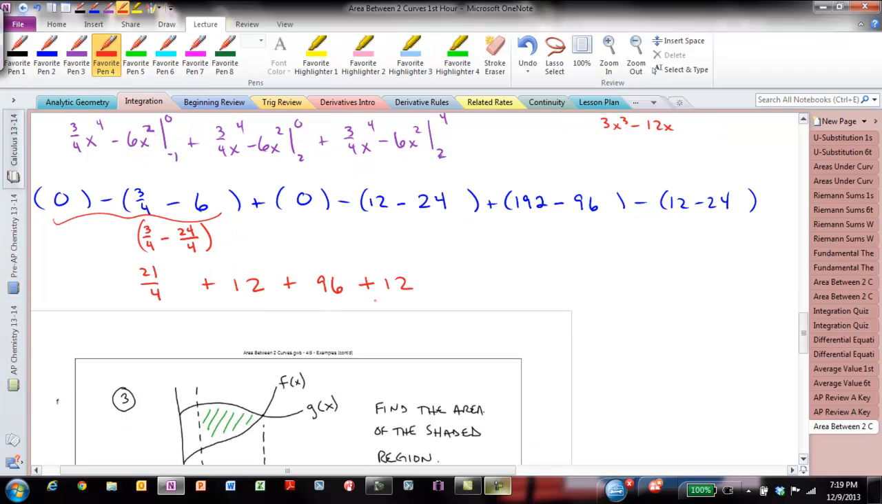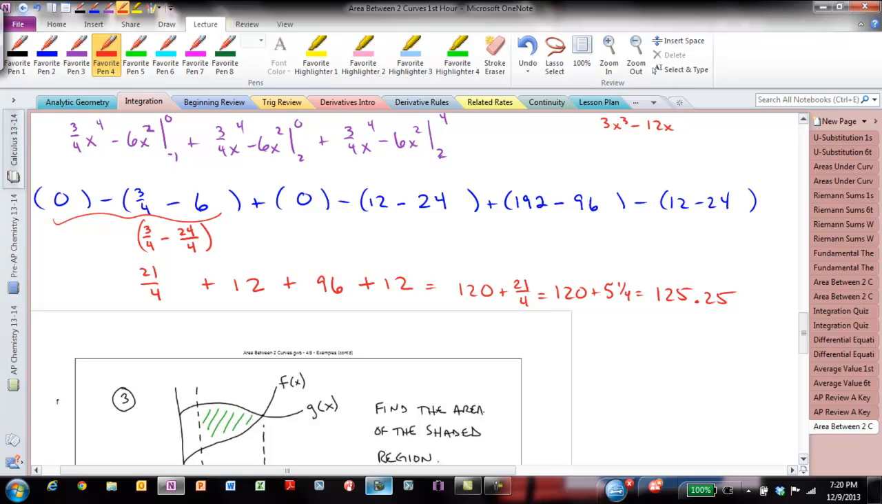So this isn't too bad to add up now. We get 12 and 12, which is 24, and 96 is 120. So 120 plus 21 over 4, which is 120 plus 5 and a fourth. So we get 125 and a fourth. That's what we should come out with if we put this in our calculator.